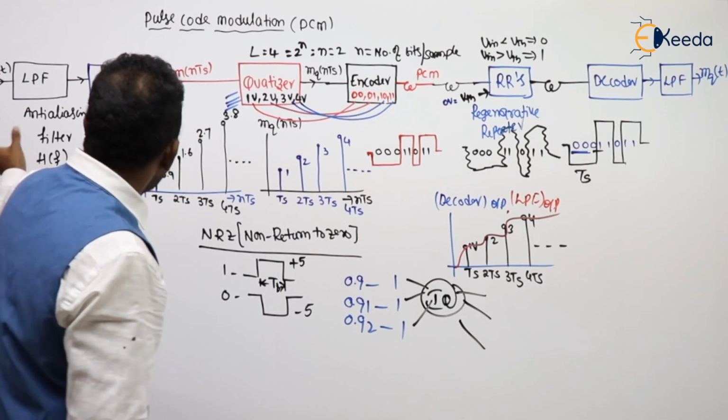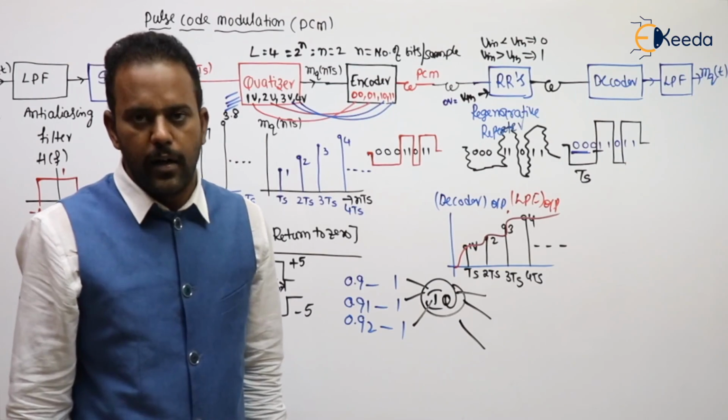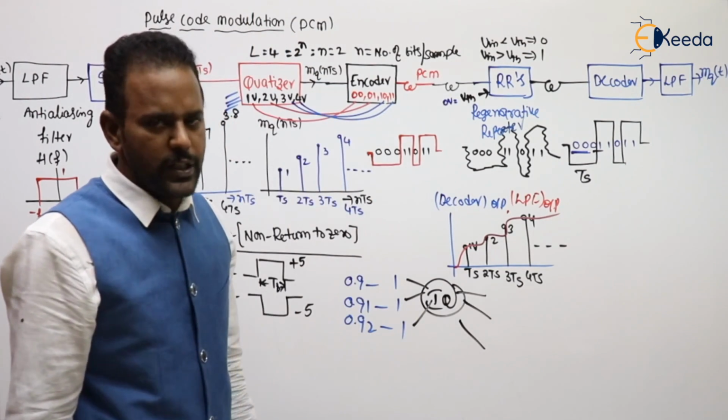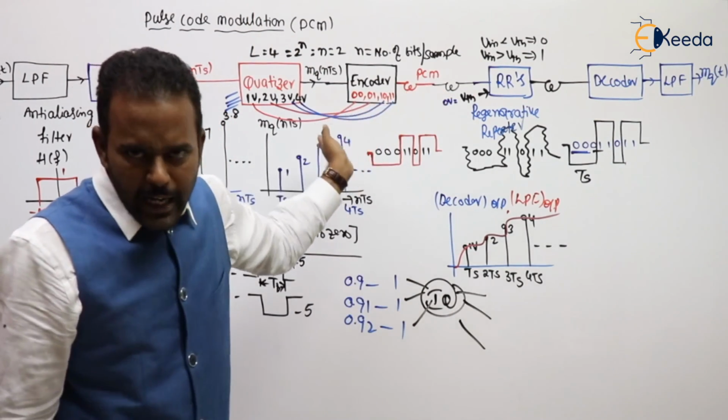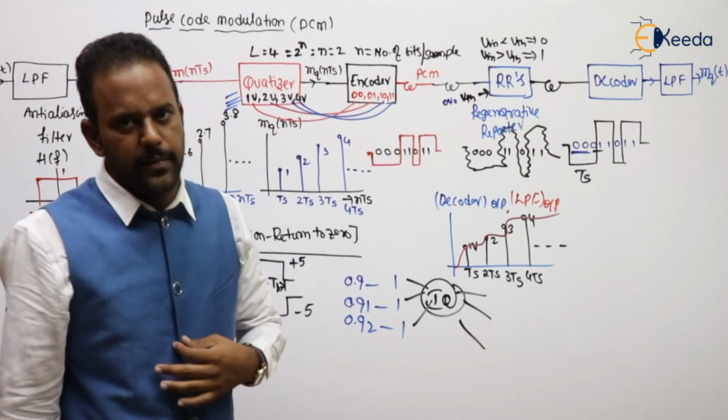This is the overall operation of pulse code modulation. Here I have given only one RR; the number of RRs to be placed will vary, sir. Clear?